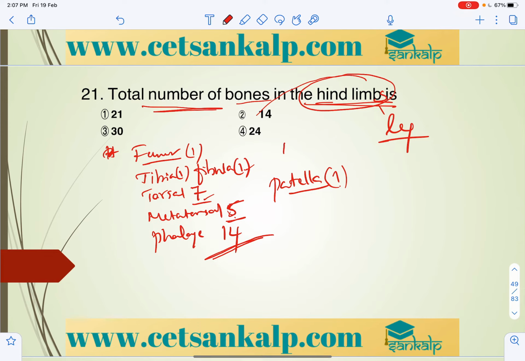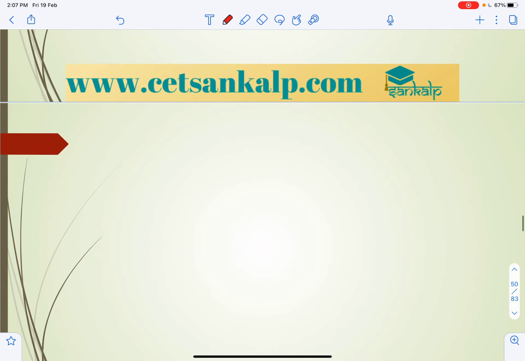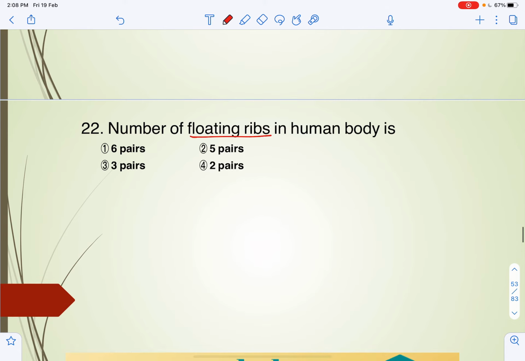That is 1 plus 1 plus 1, these 3, so plus 7, so total 10, 10 plus this 20, so total 30. So this is what you have to keep in mind. And next question, number of floating ribs. So number of floating ribs, we have generally 11th pair and 12th pair, so that is 2 pairs.